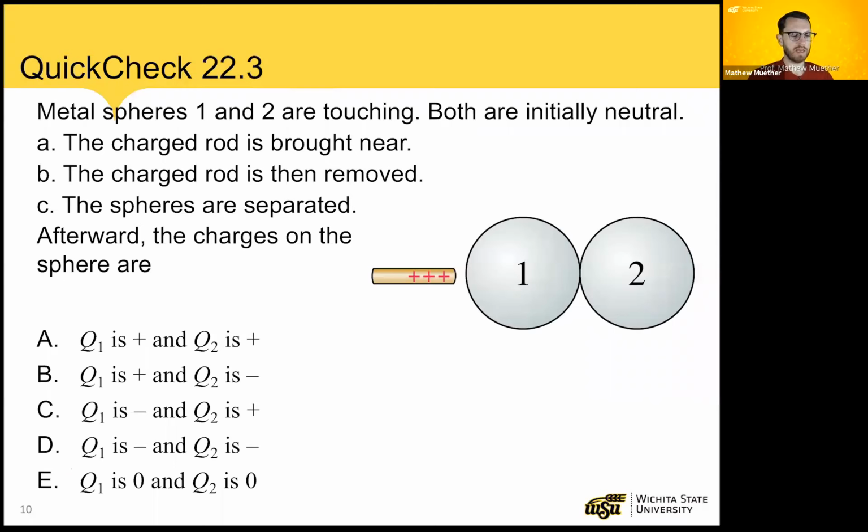So what will I find? How will the charges be? Okay, let me relaunch this poll. Take a second to decide. Will object 1 be positive and object 2 negative? Will one be positive and the other one negative? Will they both be non-charged?